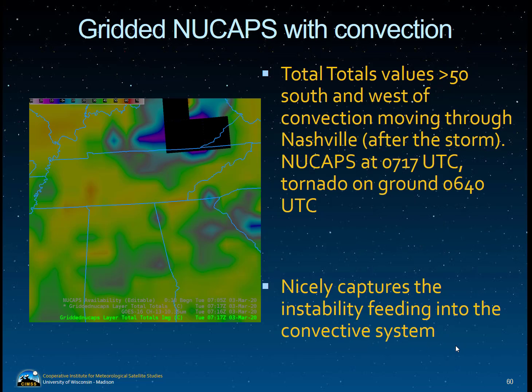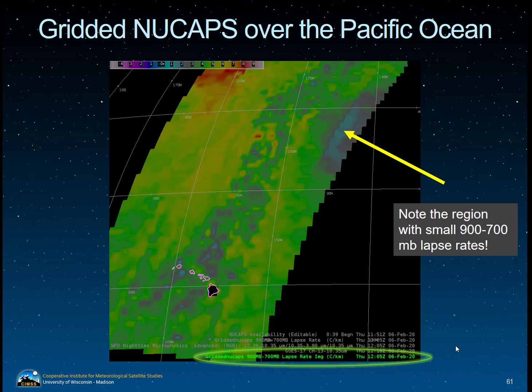This is another example over CONUS where we have the total totals indices. Values exceeding 50 are just to the south and west of a convective complex that just before this NOAA-20 pass was putting down a tornado in Nashville. So it captures the instability that can be feeding into the convective system.